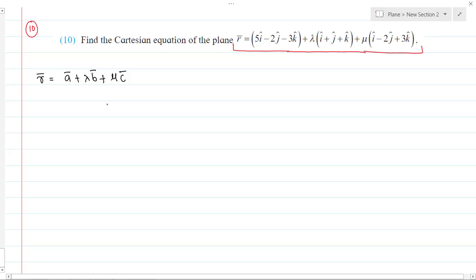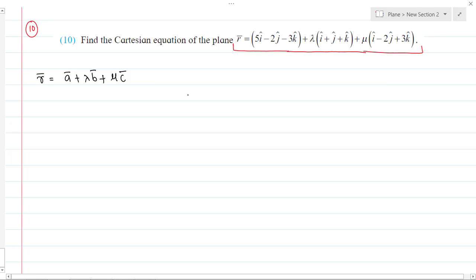Okay, so this is the equation of a plane passing through the point A and having the two vectors b bar and c bar. Here lambda and mu are the scalar multiples, or scalar factors you can say, and the concept which we have studied, the linear combination of two vectors, is represented here.